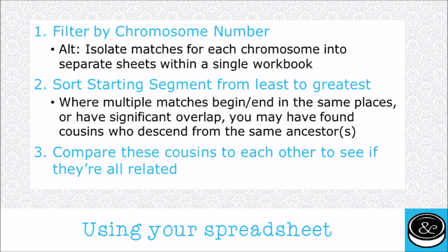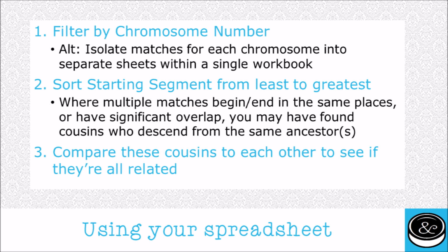So when you're using your spreadsheet, the process that you're going to use to start to analyze your results, you've already put in information and data from your cousin matches, and so now it's time to start analyzing them. And this is kind of the three-step process that you want to go through as you're doing this. The first thing you want to do is filter or isolate your matches by chromosome number. And there's a couple different ways that you can do this.